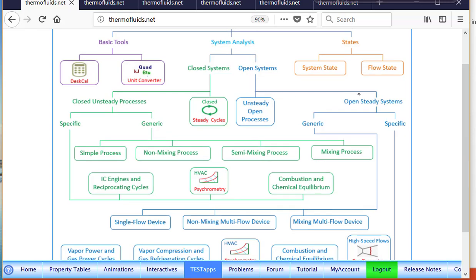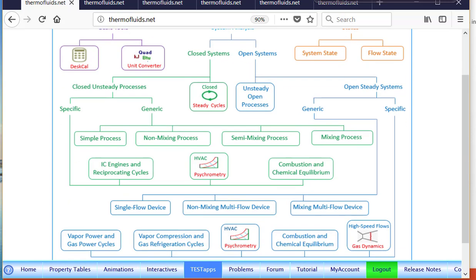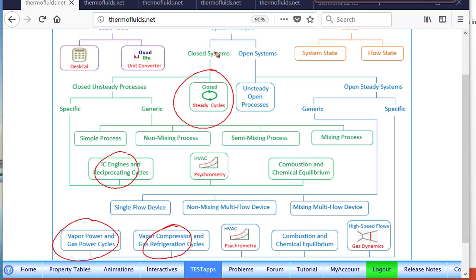When the details become important, we'll have dedicated test steps in the specific branch. For instance, we'll follow the open specific system and we'll find vapor power, gas power handled here, refrigeration handled there, and follow the closed specific branch and we'll find internal combustion engines handled there. But if overall analysis is our purpose, this is the simplest route to go, closed steady system.